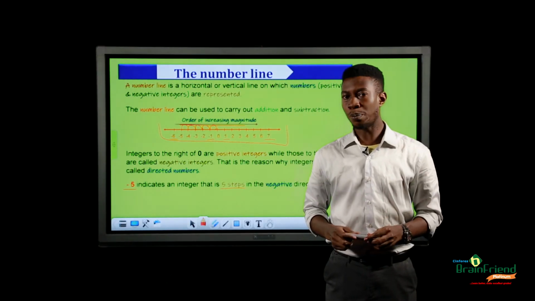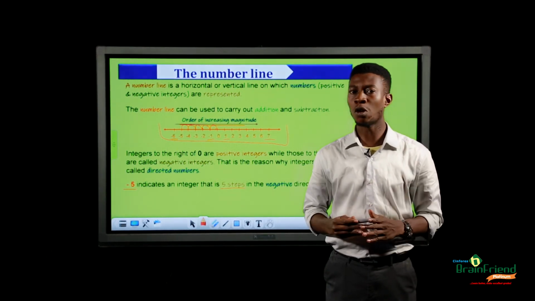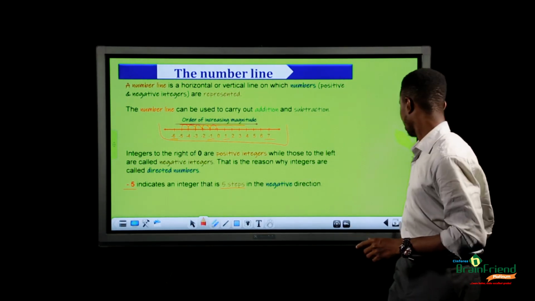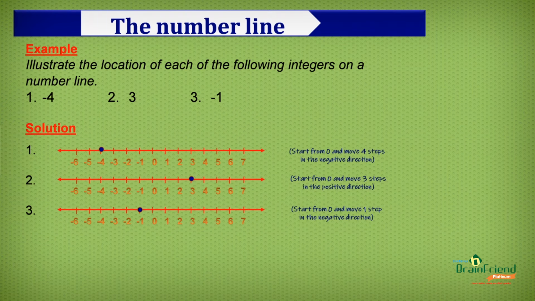Now, let's see some examples that tell us how to locate numbers on the number line. The instruction says, illustrate the location of each of the following integers on a number line. We have -4, 3, and -1. Now, to locate our number -4, we move from 0, that is like the origin, 1 step, 2 steps, 3 steps, and the 4th step. So we have -4.